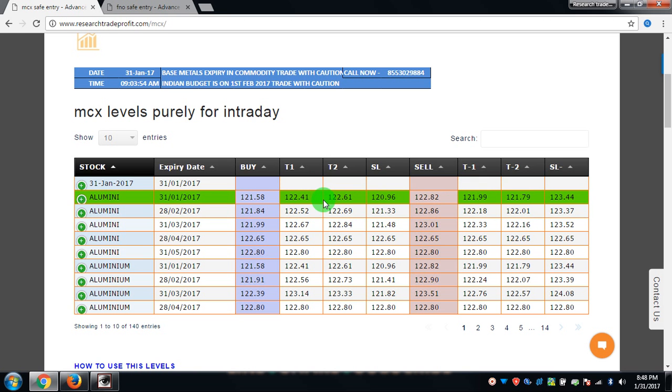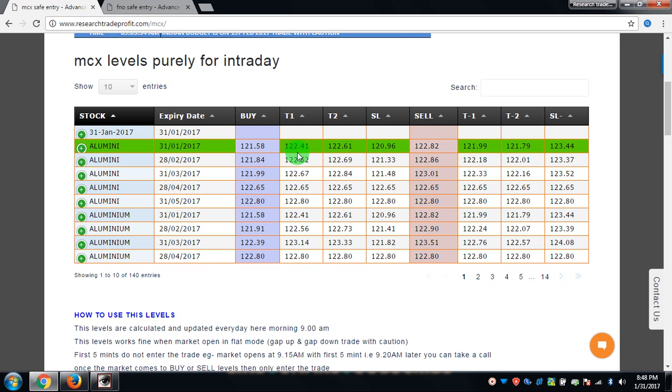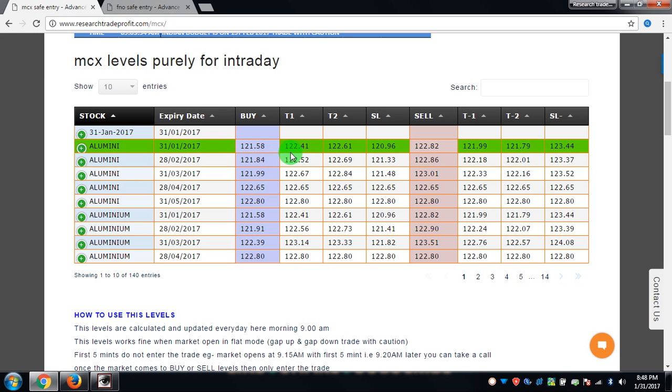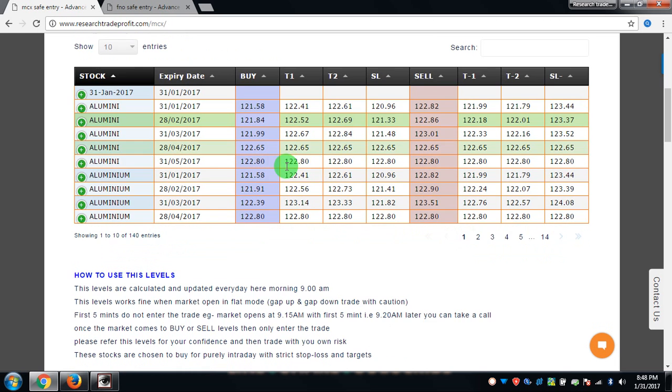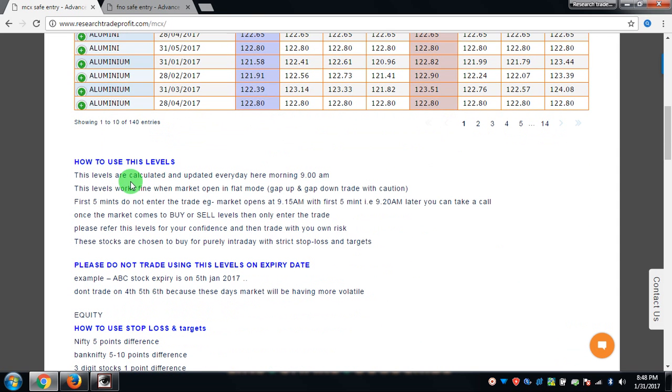We always suggest to exit at the first target of any entry, either buy or sell. Better to book profit in the first target, because for the second target we are not sure. I mean, we won't have much patience to wait for the second target. So I always suggest to exit at the first target, so that it will be good accuracy for intraday traders. So these are some instructions for traders who use our levels.